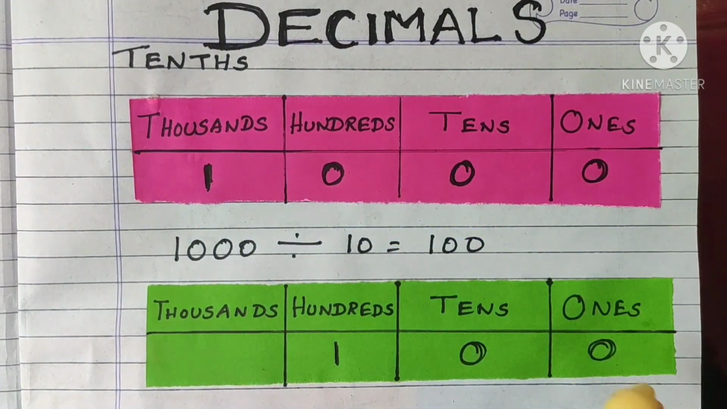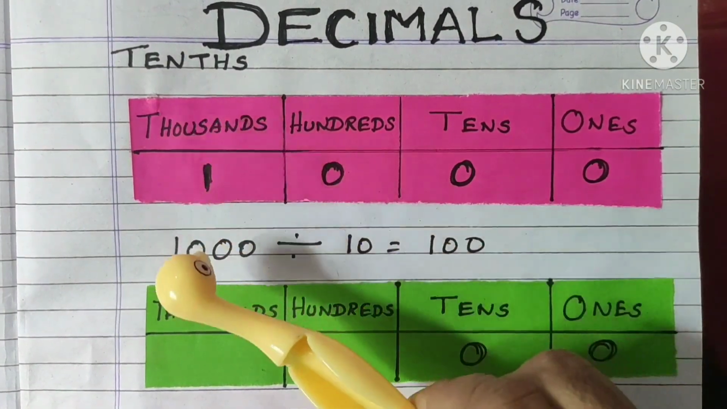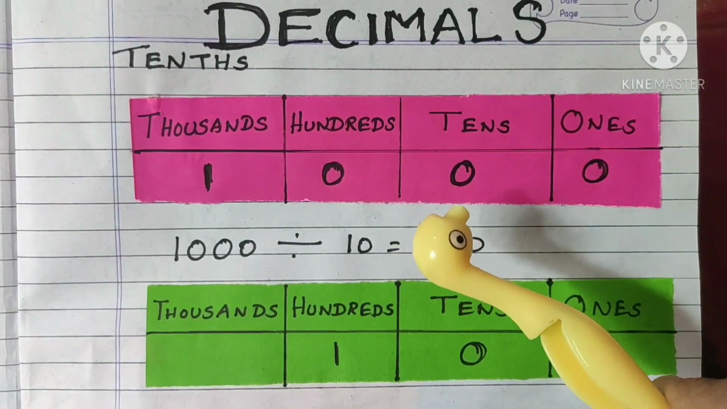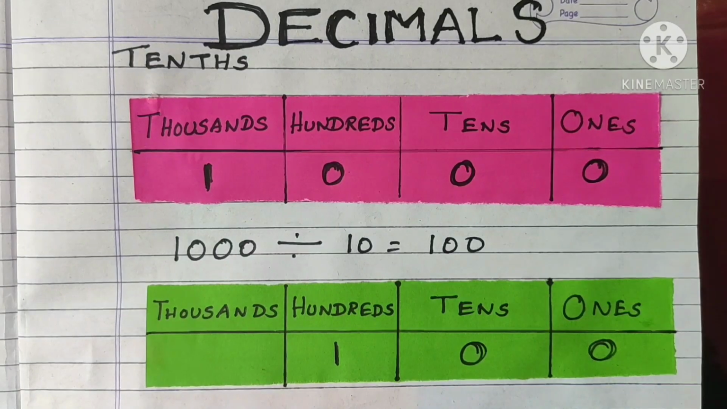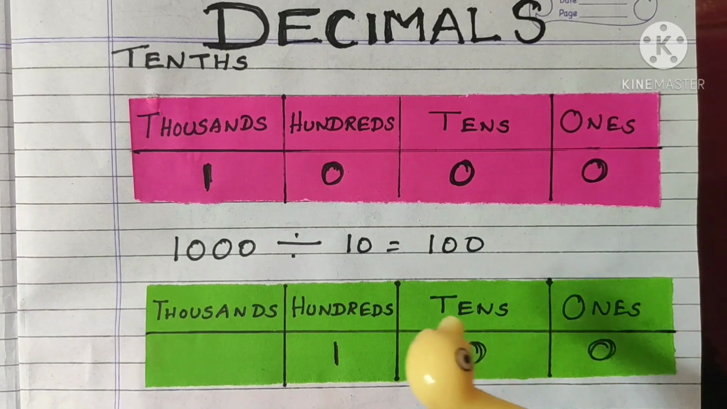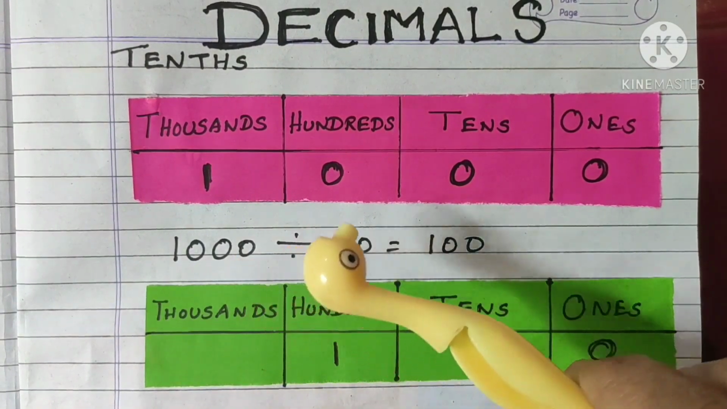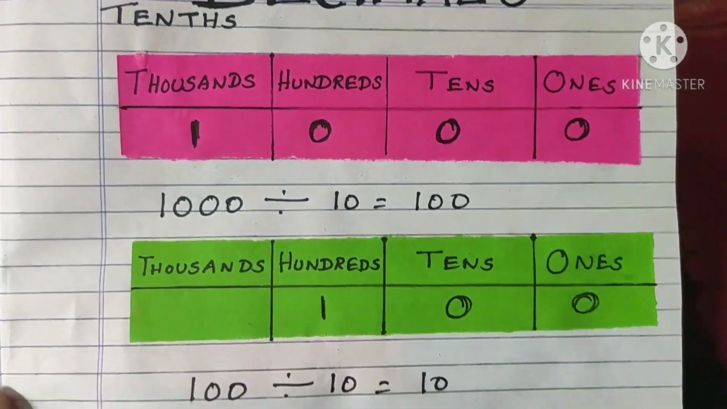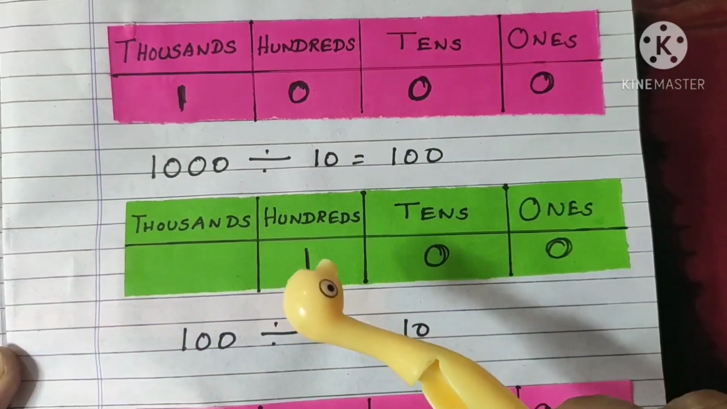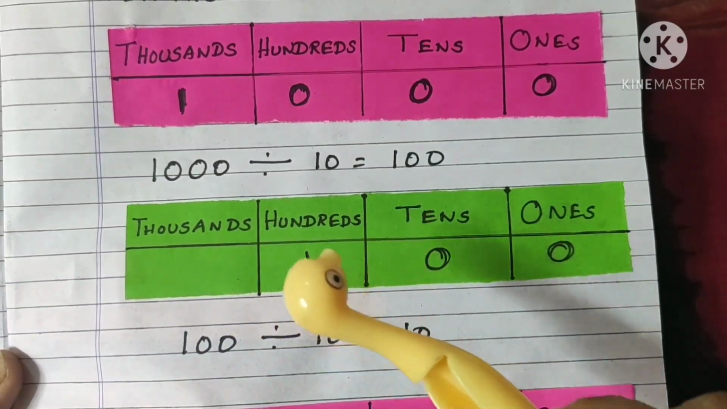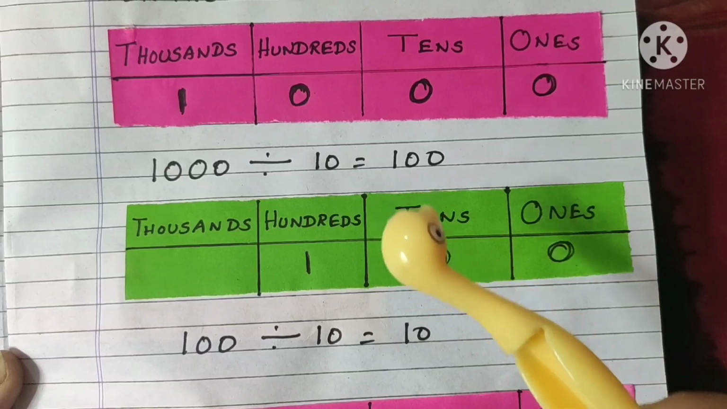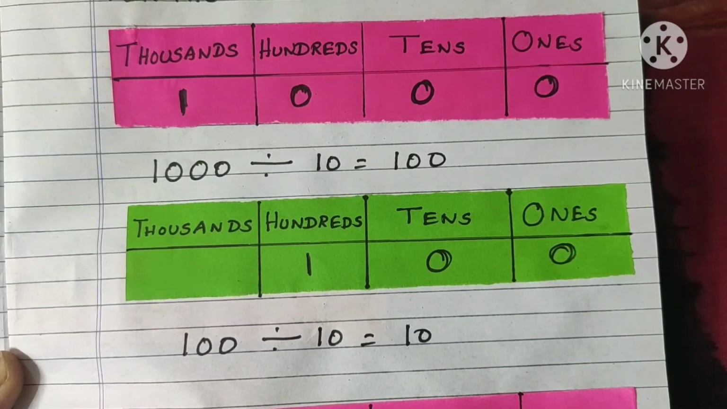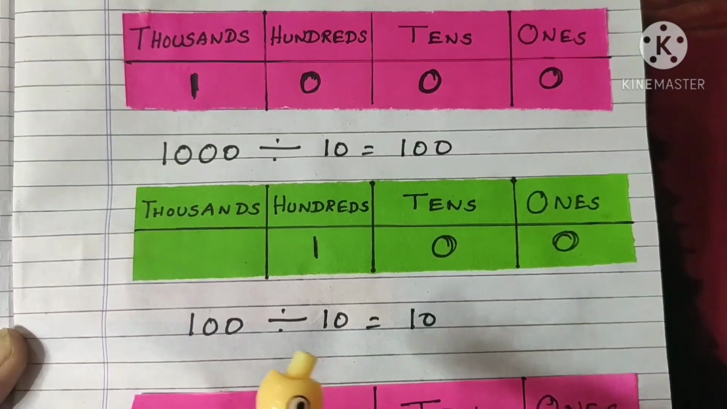1000 is written in the place value chart as 1 in thousands place, 0 in hundreds place, 0 in tens place and 0 in ones place. Let us divide 1000 by 10. The quotient is equal to 100. Again 100 is written in its place value, 1 in hundreds place, 0 in tens place and 0 in ones place.